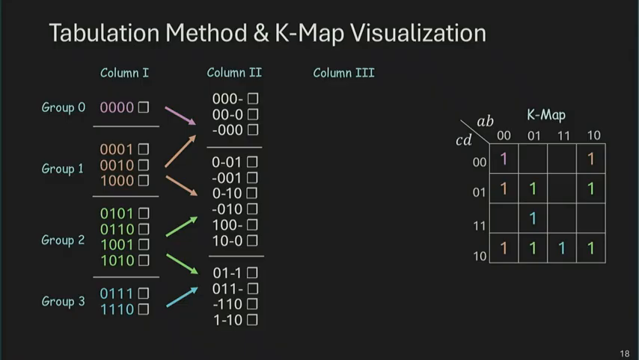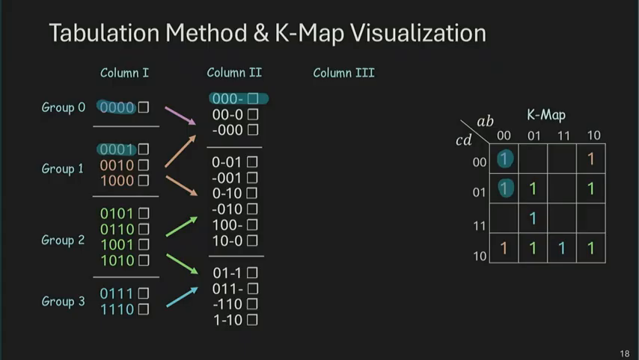So for example, 0000 and 0001, those are these two minterms. They can be combined into a larger implicant, and therefore they're shown as 000-. The variable that those two minterms disagree on will essentially be eliminated. You can see that pretty well from the K-map.